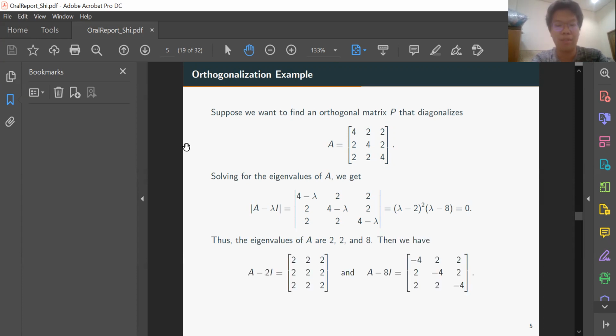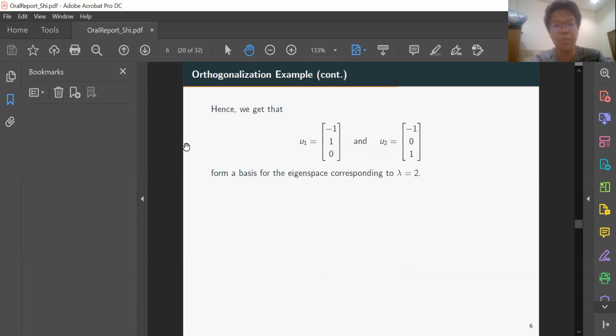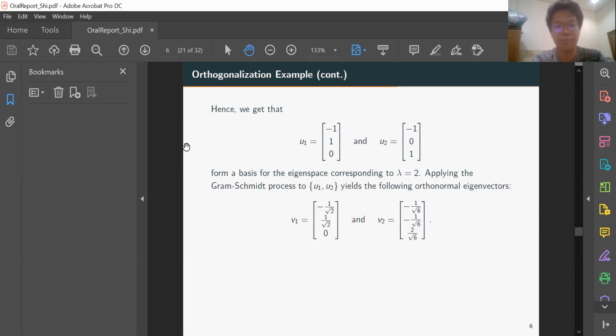Then we have A minus 2I is equal to a matrix of 2s, and A minus 8I is equal to the matrix with rows negative 4, 2, 2; 2, negative 4, 2; 2, 2, negative 4. Then we get that u sub 1 is equal to negative 1, 1, 0, and u sub 2 is equal to negative 1, 0, 1, that form a basis for the eigenspace corresponding to lambda equals 2.